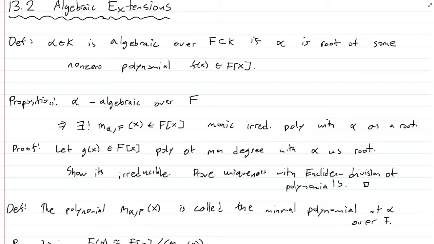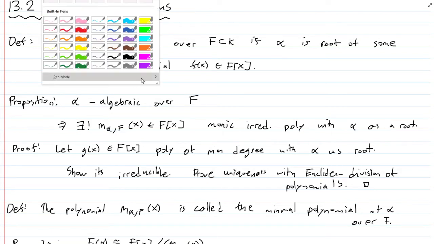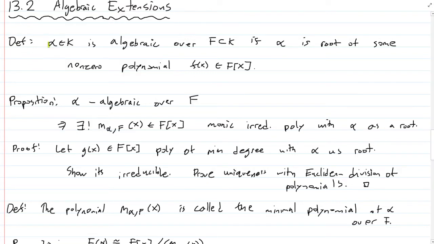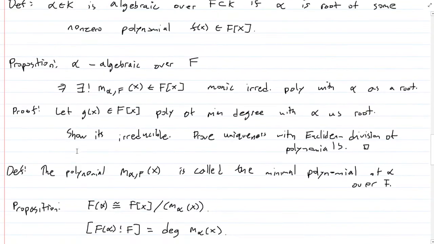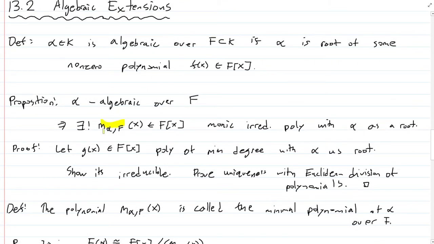Okay, so 13.2 is about algebraic extensions. So, a definition: alpha is algebraic over F, where alpha belongs to this extension field K, if alpha is a root of some non-zero polynomial f of x. So proposition: suppose you have an algebraic element over F, then there exists a unique monic irreducible polynomial with alpha as a root. We already know about the existence of some polynomial with alpha as a root. That's what algebraic means. But now we know that there exists a unique monic irreducible polynomial.